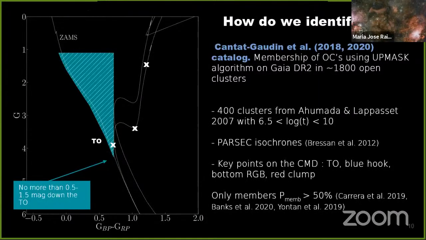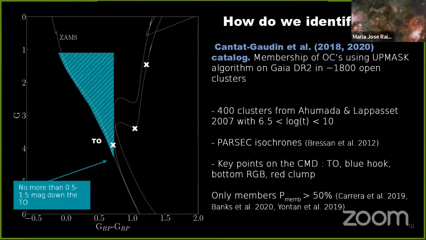So in this catalog, how do we identify them? We needed a large catalog with a great number of open clusters, and for that reason we made use of Cantat-Gaudin's catalog. They derived membership in more than 1,800 open clusters by using unsupervised clustering of proper motions and parallax on Gaia DR2 data. And in order to deal with a sample of clusters very similar to those in the previous catalogs, from the original list of Ahumada and Lapasset, we extracted around 400 clusters available in Cantat-Gaudin.